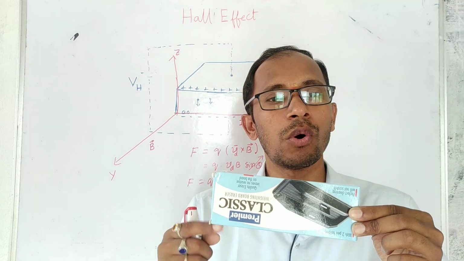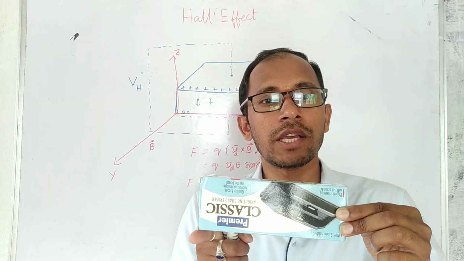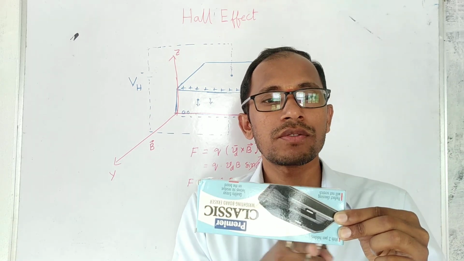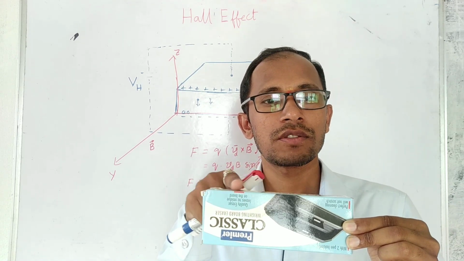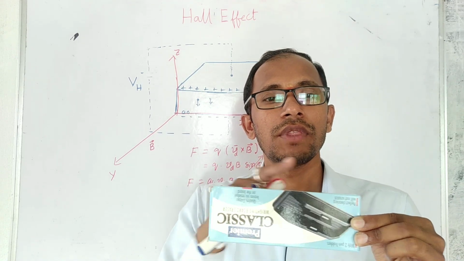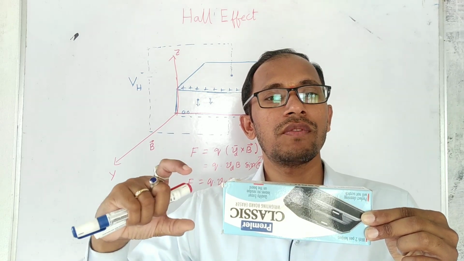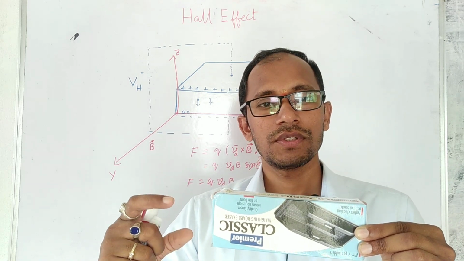Still, because the number of holes is more, positive charge is accumulated on the bottom surface of the material, and negative charge is accumulated on the top surface of this material. Then a potential difference is created between these two ends. This potential difference we can measure. This voltage is called Hall voltage.